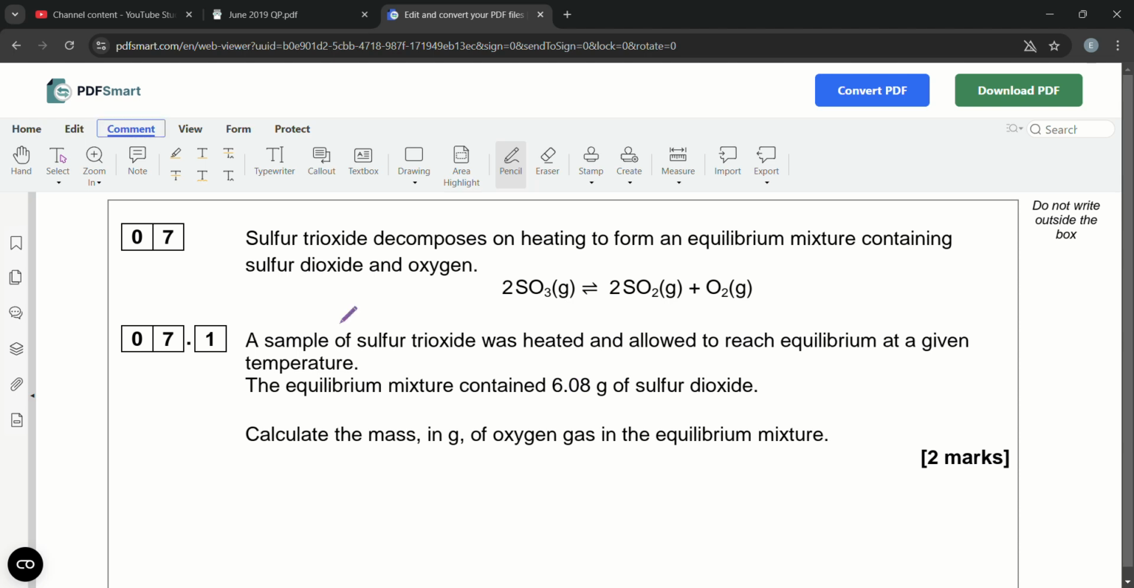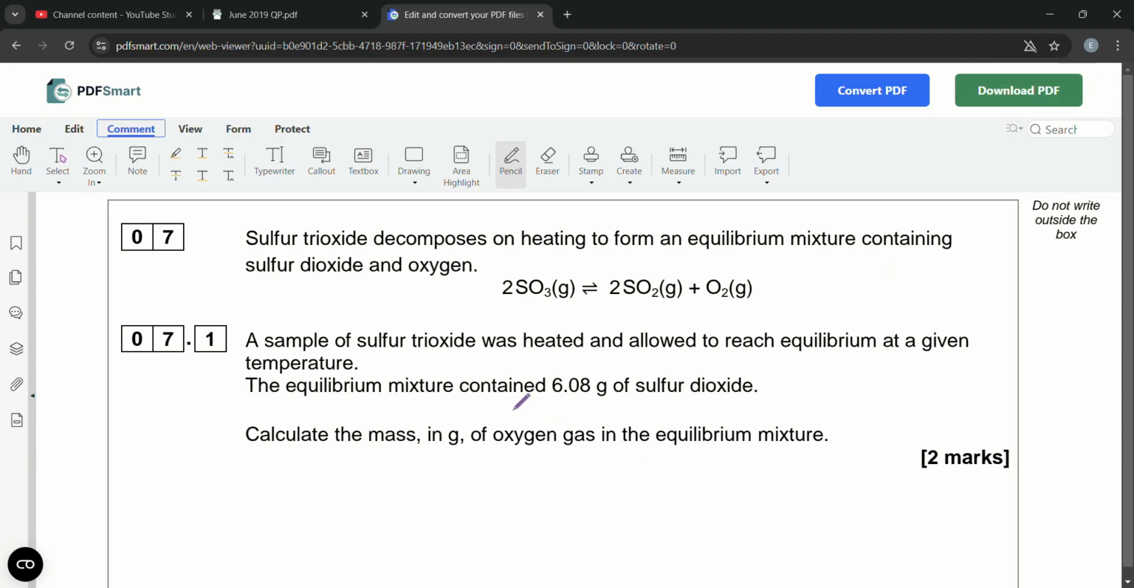Question 7. Sulfur trioxide decomposes on heating to form an equilibrium mixture containing sulfur dioxide and oxygen. A sample of sulfur trioxide was heated and allowed to reach equilibrium at a given temperature. The equilibrium mixture contains 6.08 grams of sulfur dioxide. Calculate the mass of oxygen in the equilibrium mixture.